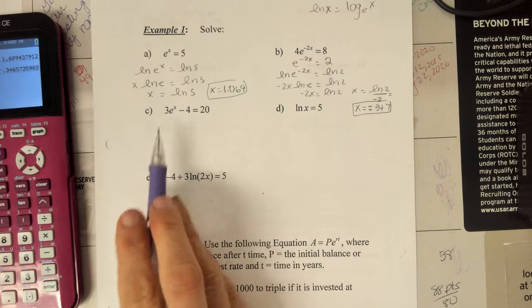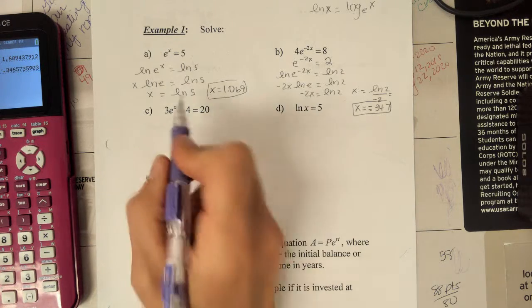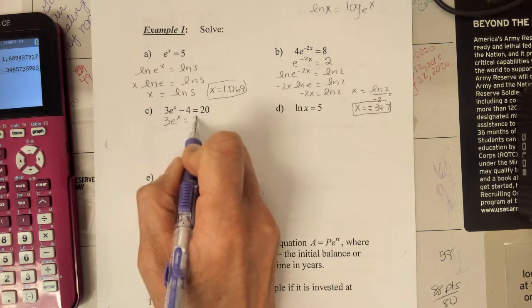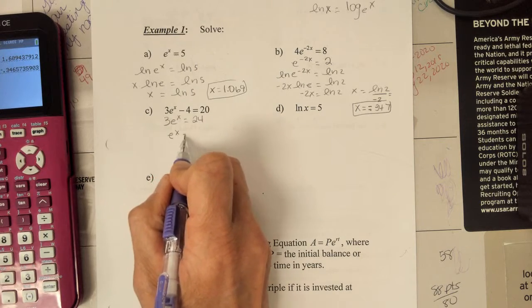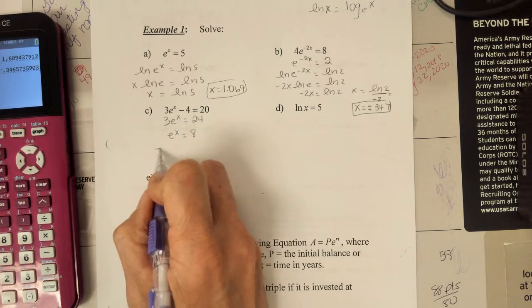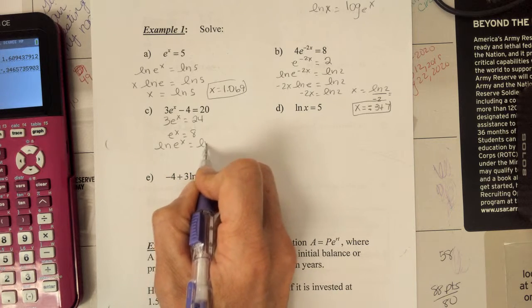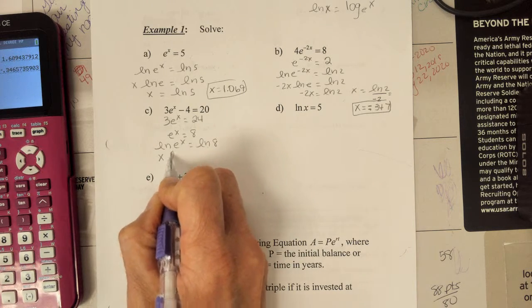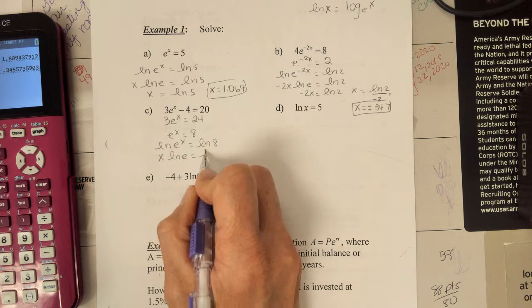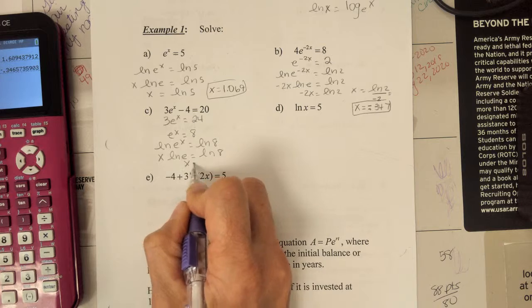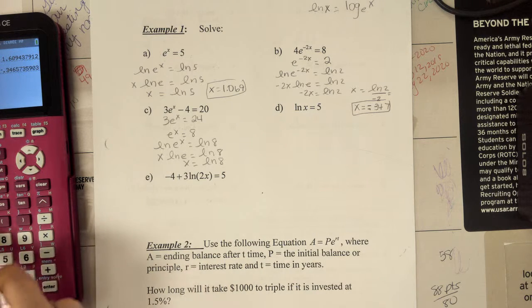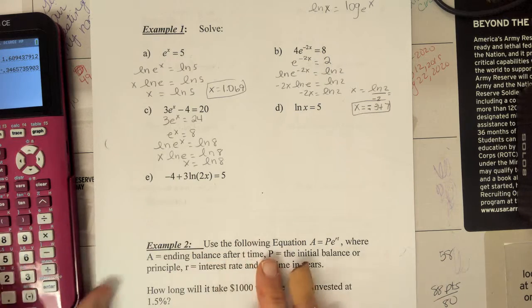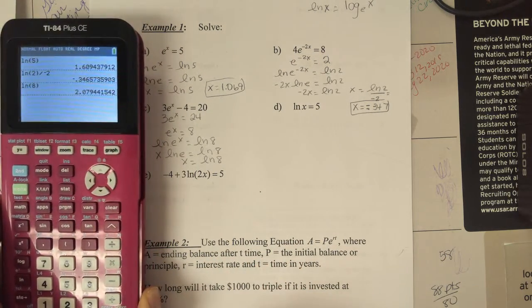On C, again, we want to get the e to the x by itself, so we'll add 4 first. And then we would divide by 3. And then take the natural log. X comes in front. That's 1. Type that in my calculator. Natural log of 8, 2.079.